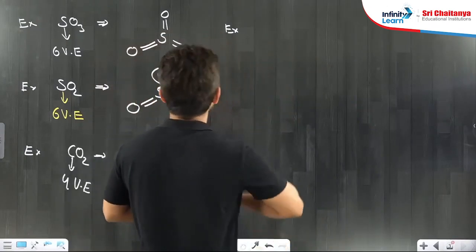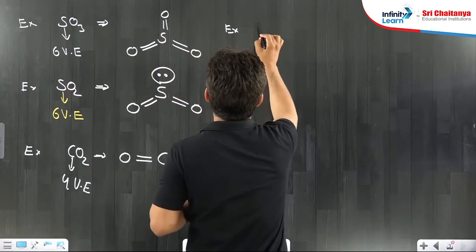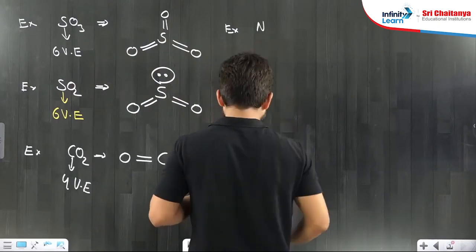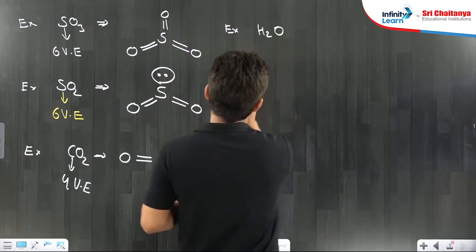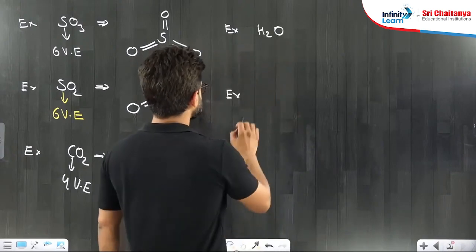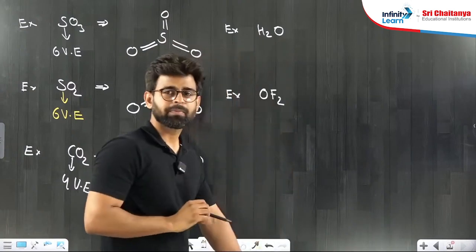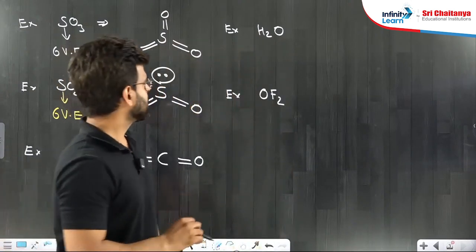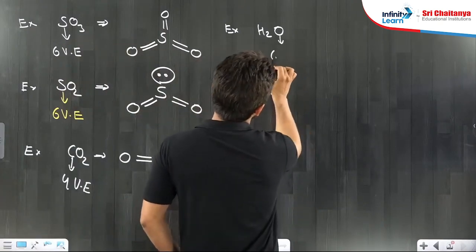Okay, done. Next thing is, I am taking the ammonia. I think ammonia I took already, so I am taking H2O. And next you will see we can write even OF2. Simple. If I think about the H2O, the center atom is oxygen, and oxygen has how many valence electrons?